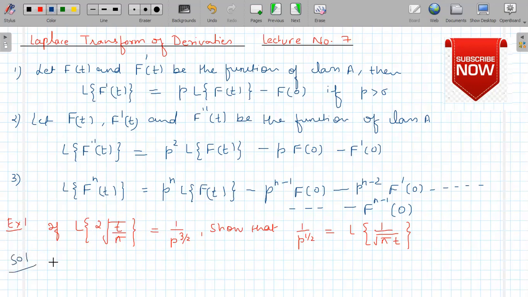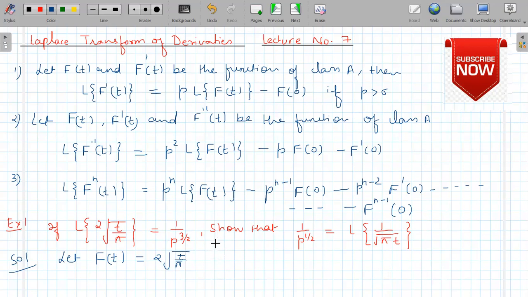So we state here that the function that we take here is 2 square root t upon pi. ये हमारा फंक्शन है, ये हम इस क्वेश्चन में डील करेंगे ft.